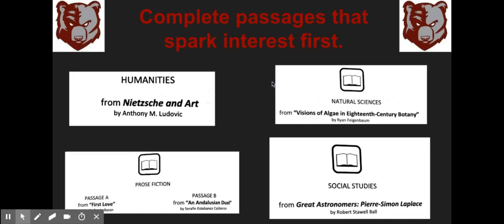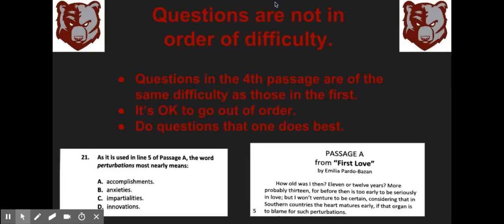Remember, look at the types of articles and their subject matters to determine which one might be the best to do at the beginning of the reading section. Pick the one that could be done best and put time into it. Unlike the math section of the ACT, the questions in the reading section do not increase in difficulty. Therefore, the questions on the last article are of the same difficulty as those on the first passage. That is why it's okay to pick a passage out of order to do first.